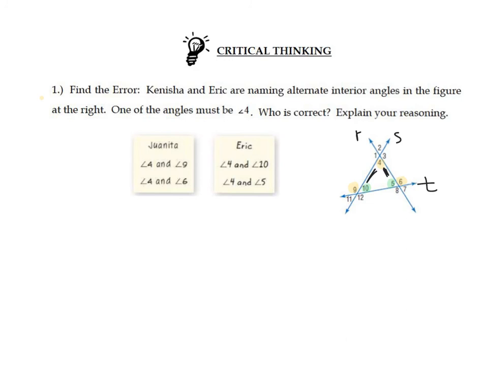Now let's take a look at Juanita. So if we're looking at angles 4 and 9, S would be our transversal, and then 4 and 9, so that would make them on opposite sides, and then 4 and 9 would be interior to our lines R and T. If we take a look at angles 4 and 6, R would be the transversal to make them on opposite sides, and they're between our lines S and T. So we're going to say Juanita is correct.